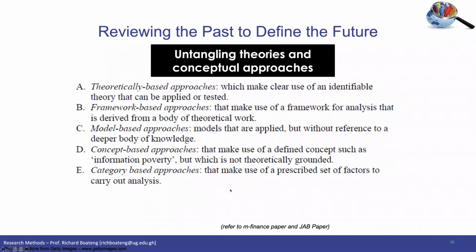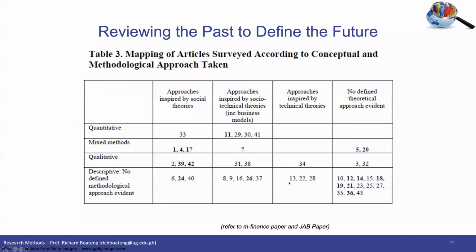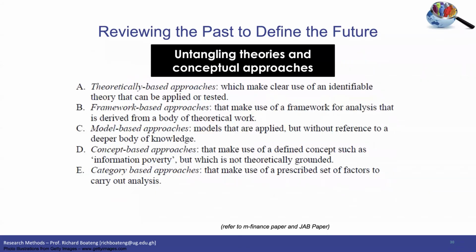Oh, sorry. Many of the papers are atheoretical. They don't use theories. Somebody's asking, this prof is talking about theory. What are these theories? Okay, so in papers, there are different types of things that you see. A theory-based approach, which uses a clear theory; a framework-based approach, which uses a framework for understanding; a model; a concept; and a category. So what are these?